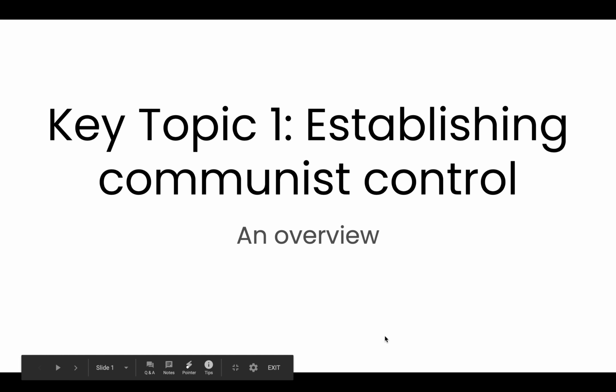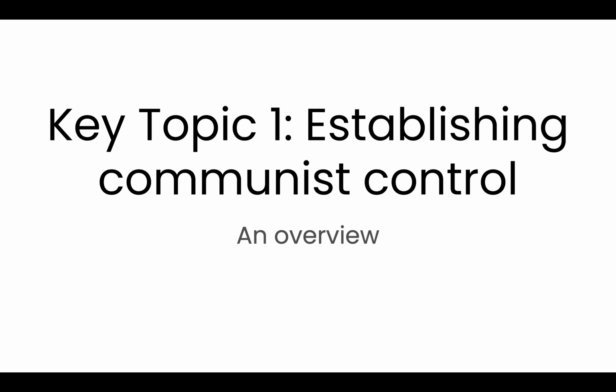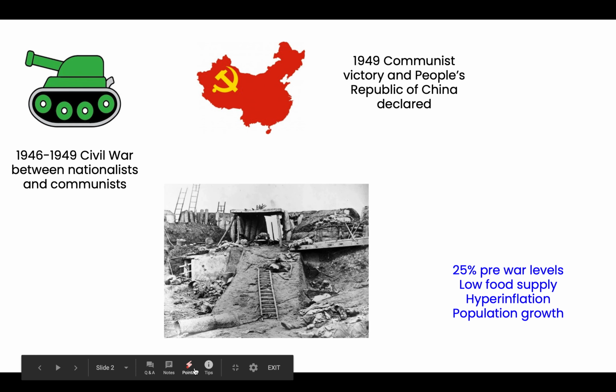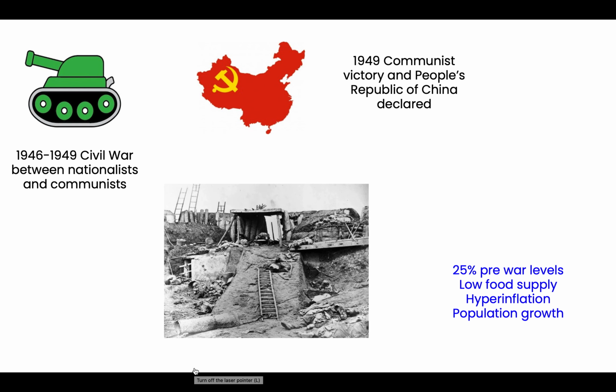This lecture is going to look at establishing communist control. It's going to give you an overview of the different methods that the communists used to establish control. The first thing that we're going to look at is the impact of the Civil War and how that helped the communists to establish control in China.